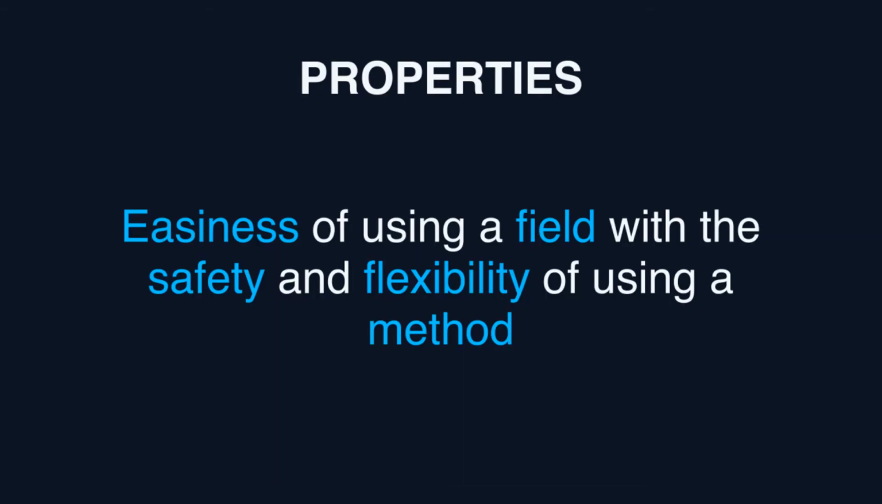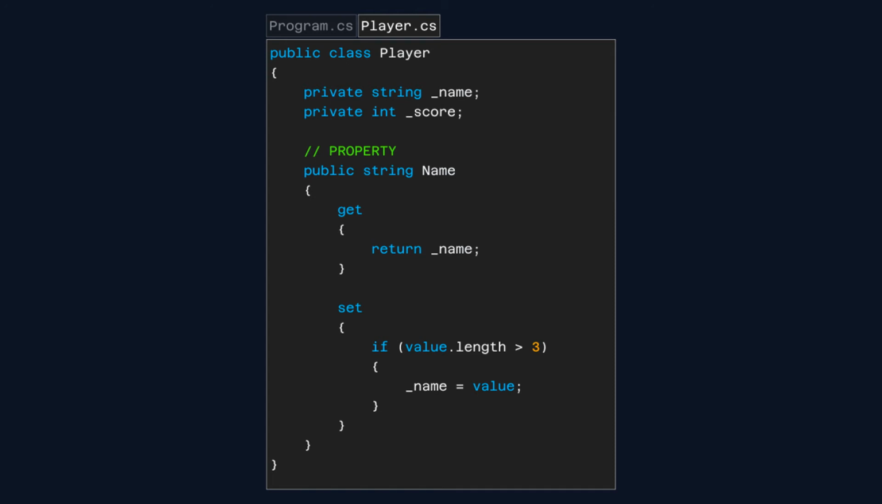Now, there is an easier way to create the setters and getters. We call them properties. A property is a special kind of method that we can use as if it was a public field. So in a way, it provides the easiness of using a field while maintaining the safety and flexibility of a method. We can replace the getter and setter from the last example with a property. Please note that when naming properties, we should use the upper camel case convention.